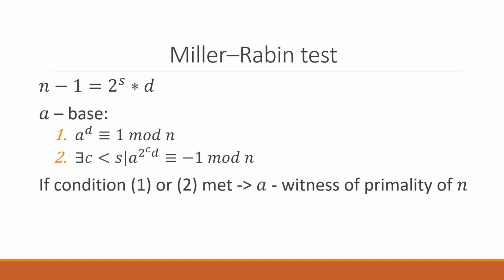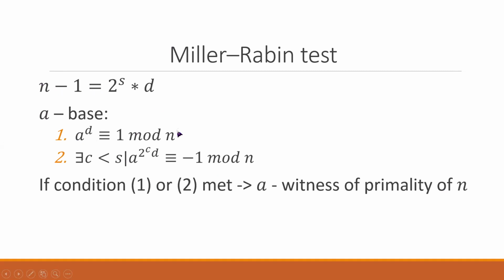And Miller-Rabin tests work for some set of bases. So we choose several bases and check all these conditions. If condition 1 or 2 is met, then we call a a witness of primality of n. If all bases are witnesses of primality, then we call n probably prime.